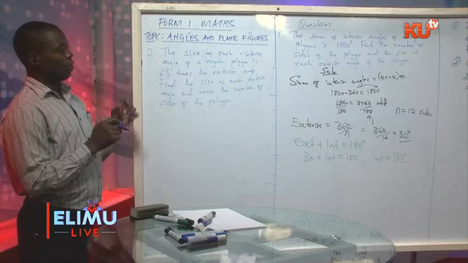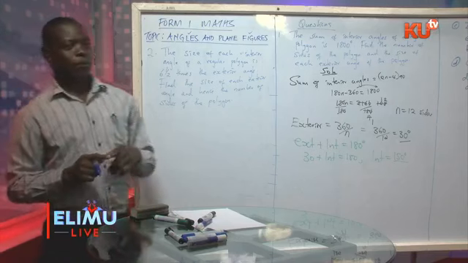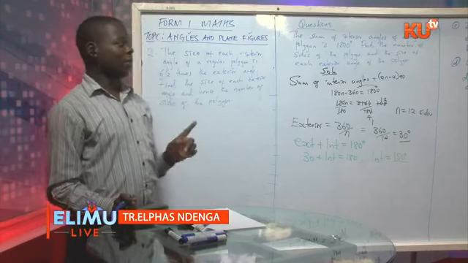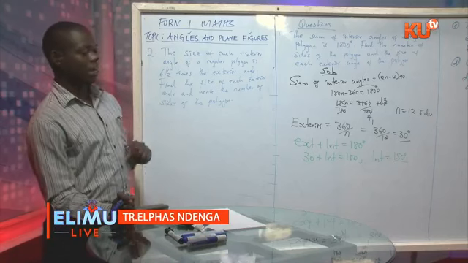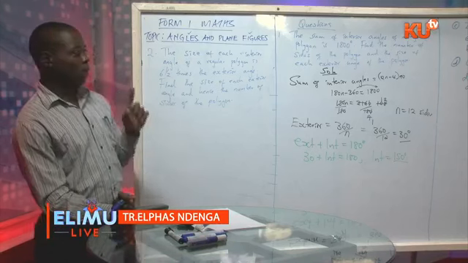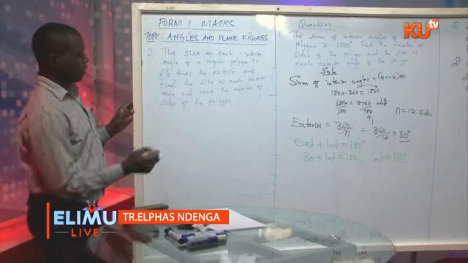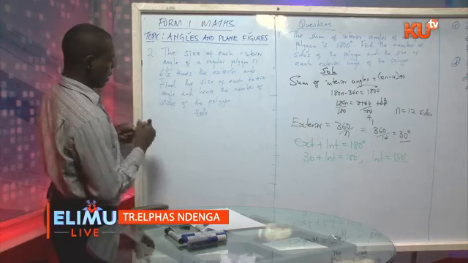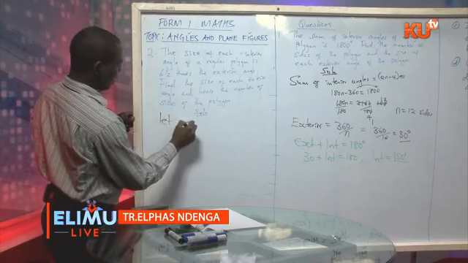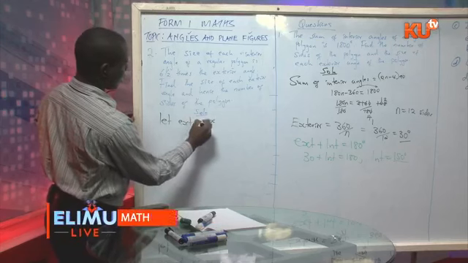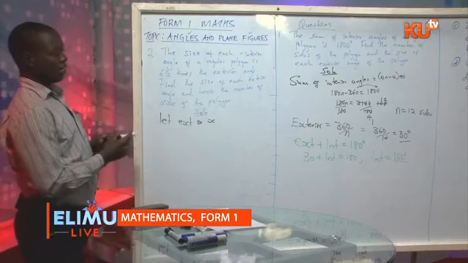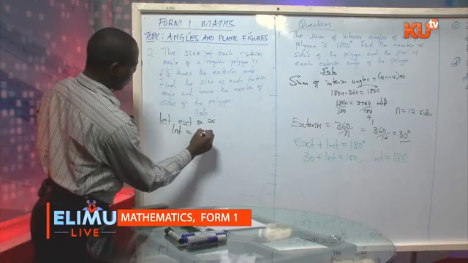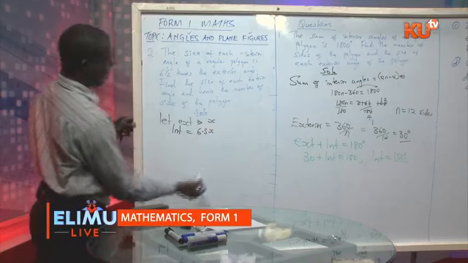If you look at this case with the interior and exterior, the interior is 6.5 times the exterior. Definitely it means that the interior is larger than the exterior. So we give the smaller angle the unknown. So we'll say, let the exterior be x degrees. So what will be the interior? The interior angle will be 6.5 times x.